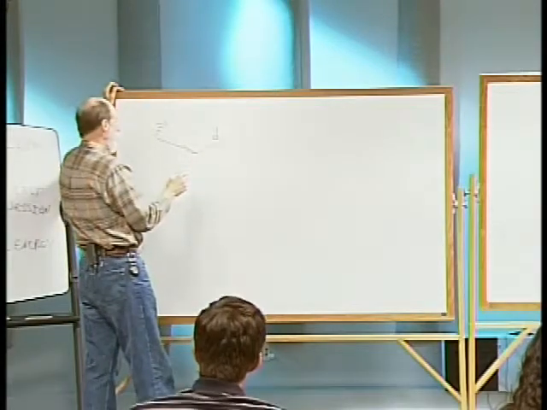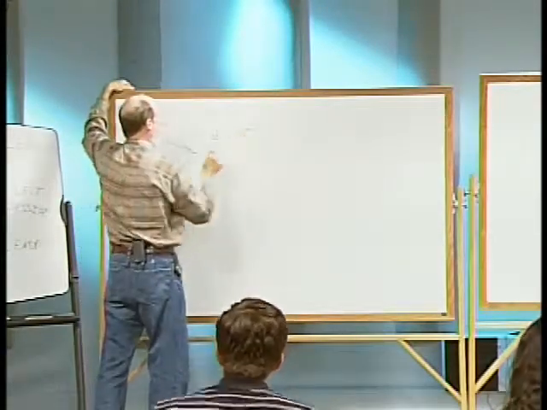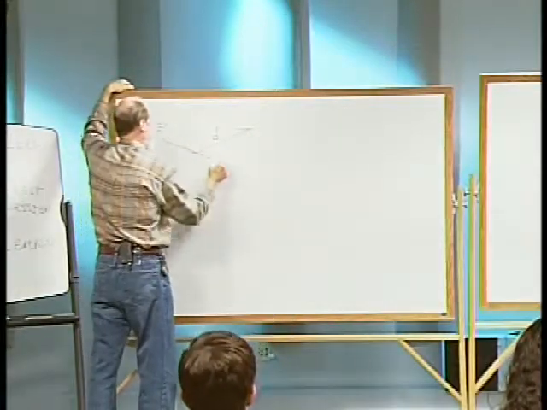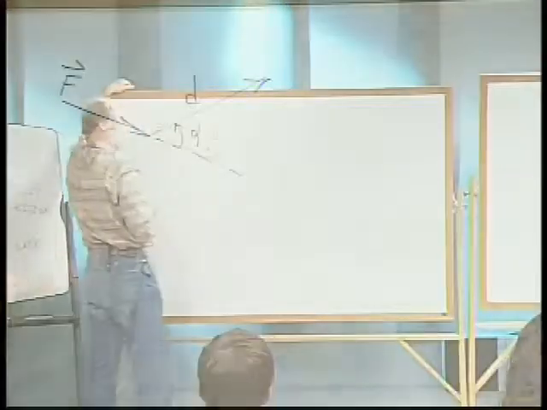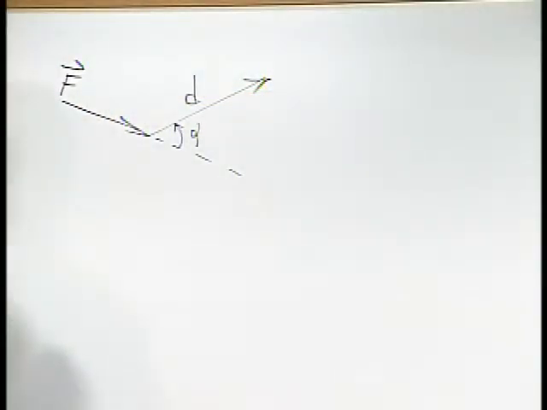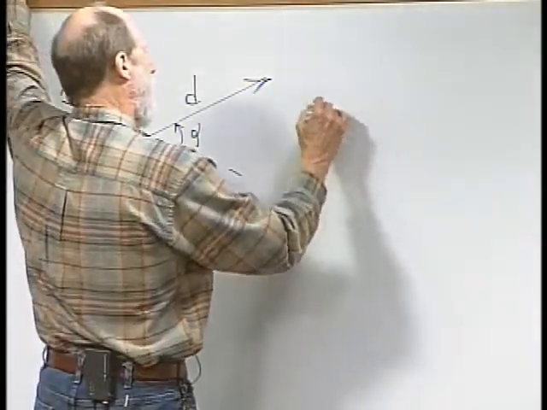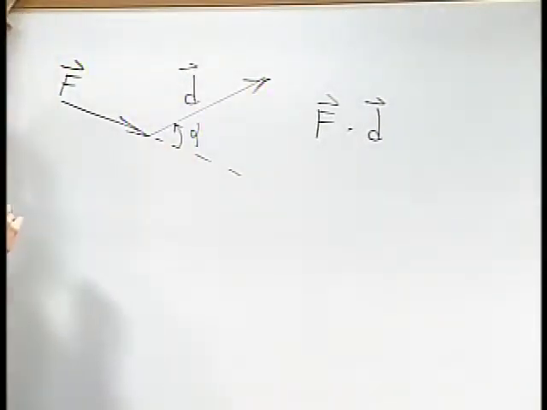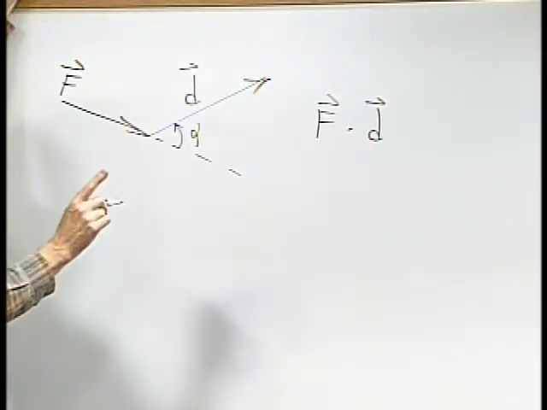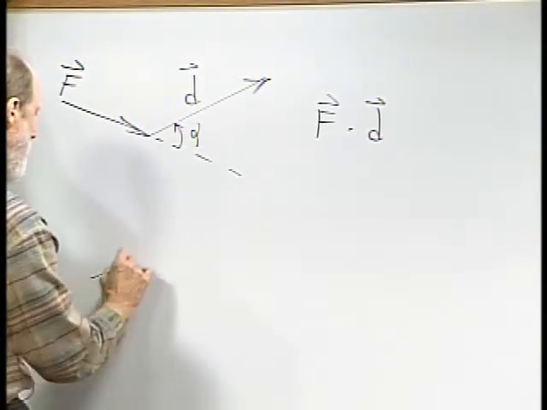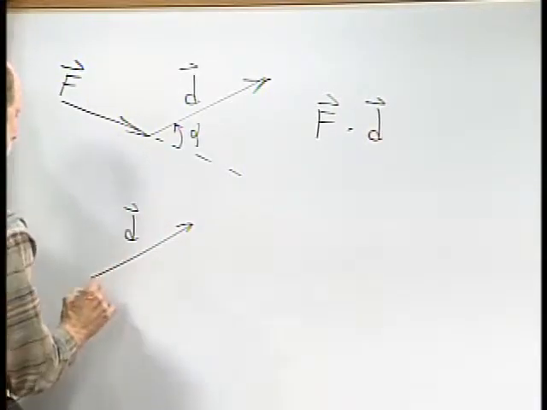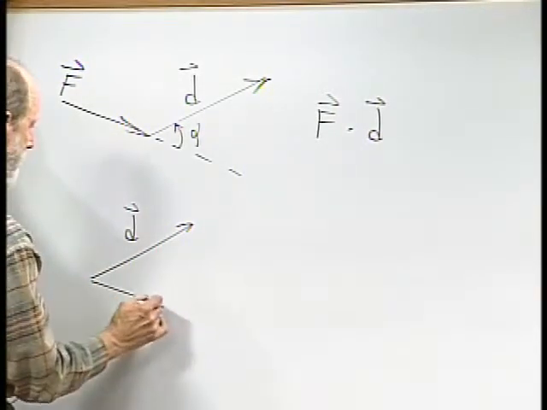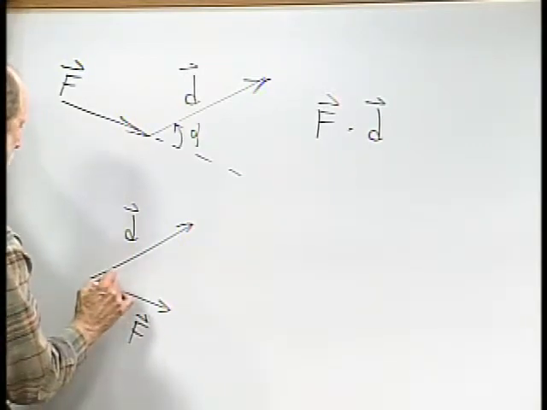Okay? And so if I want this to be my displacement, then there's an angle between these two vectors that the book denotes as alpha. So the work done there is F dot D, and there are two ways of doing the mathematics on that. Here's vector D. Say that's vector F. Here's angle alpha.